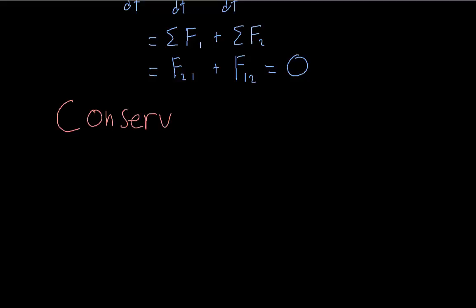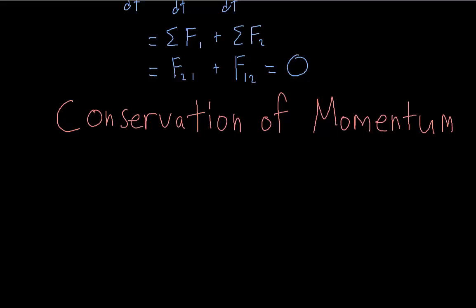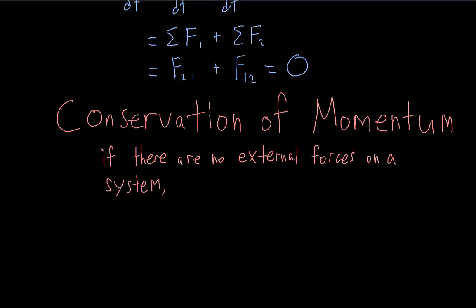If we have a system with no external forces on it, then due to Newton's third law and how all the internal forces are canceling out, the total momentum is staying the same. So again, it's important to note that this is the total momentum of the system, not the individual momentum of each particle. So we just proved the conservation of momentum for 2 particles.